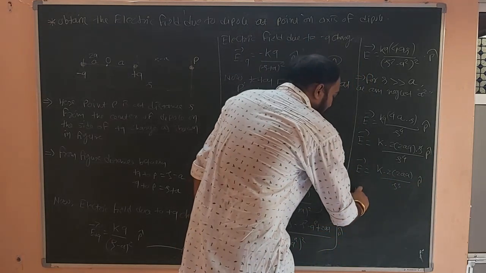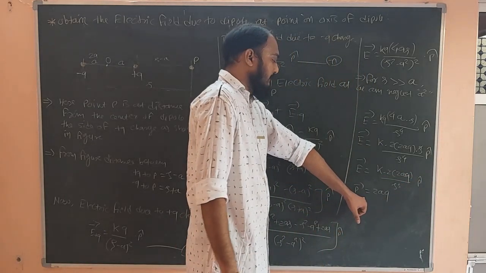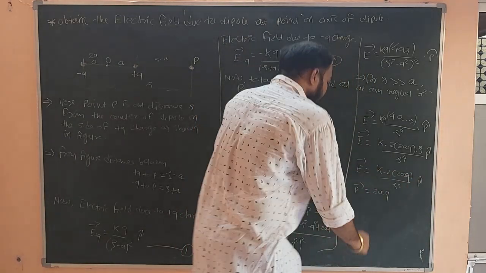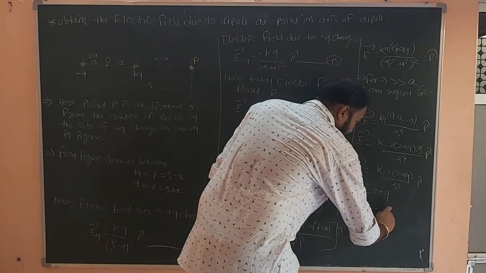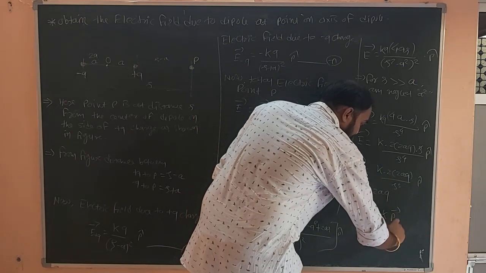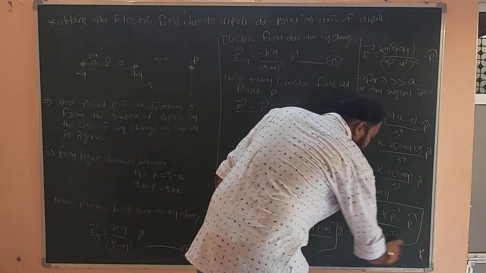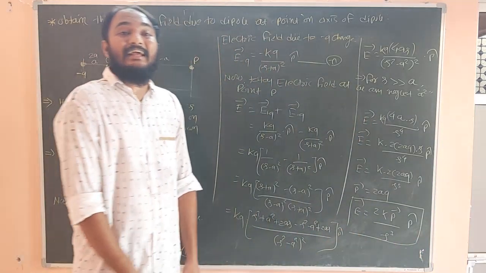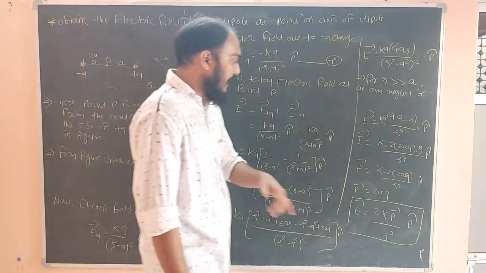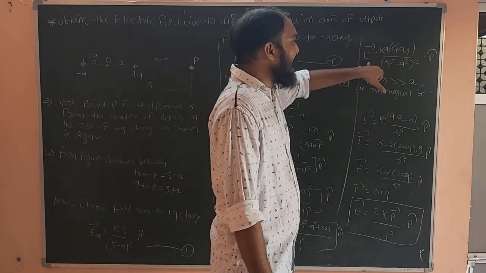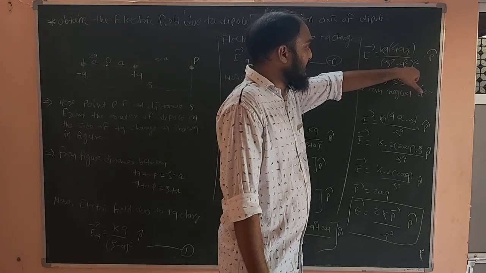But we already know what? P is equal to 2A into Q, the dipole moment. We will put this here. So E is equal to 2kp by R cube into p caret. So this is your equation of electric field on the axis of a dipole. Okay? Once again, we get this equation: 2AR divided by (R square minus A square) whole square.